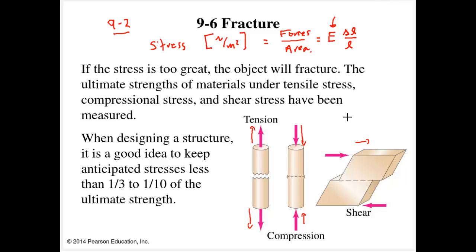A good rule of thumb is to calculate what you anticipate the stress would be and leave a buffer factor somewhere on the order of 1/3 to 1/10 of the ultimate strength of the object. If not, you need to either decrease the forces on that particular item or you need to beef up the area of that item.